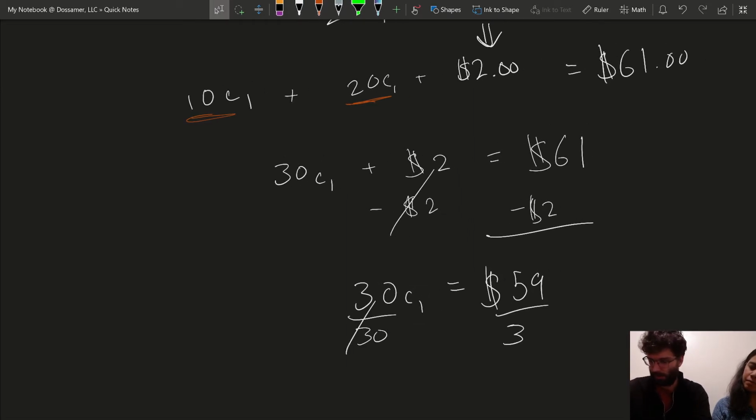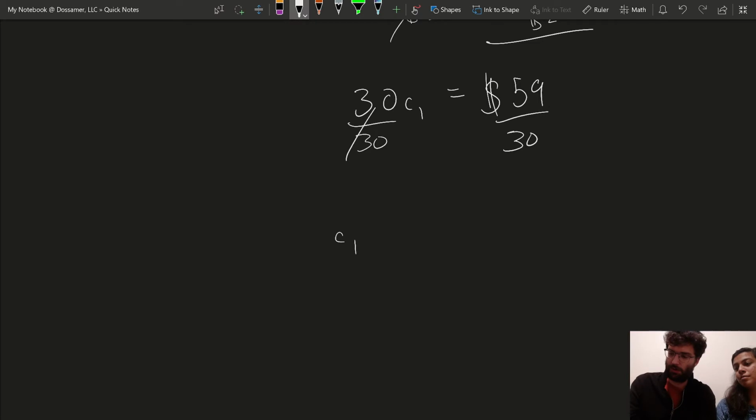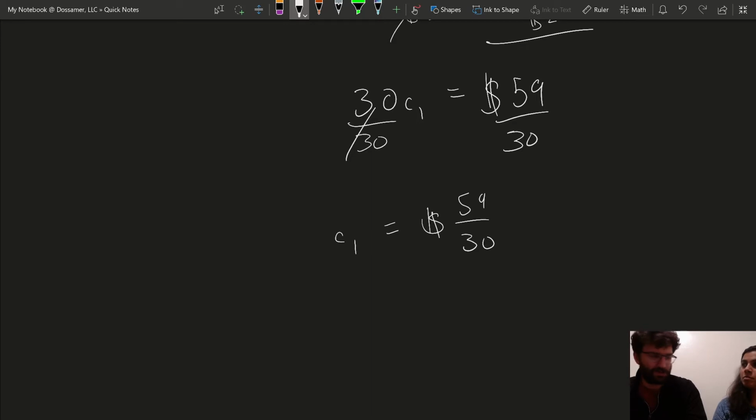What are our last 2 steps? Move the 2 over. Yep. And final step. Divide by 30. Divide by 30. And yeah, so depending on who your teacher is, some teachers would let you leave it just like this, as 59/30ths of a dollar, because it's a little messy to calculate that yourself.